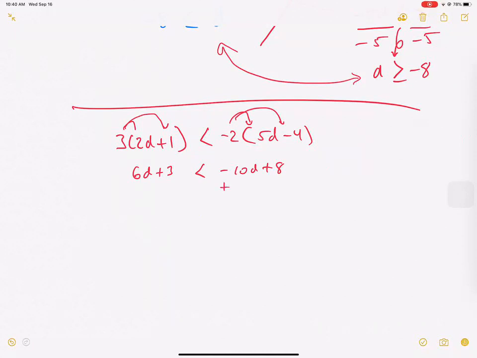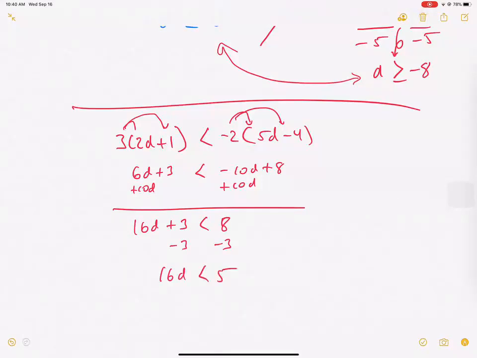6. So if I add 10, if you decide to minus 6, that's okay. That's 100% okay. This is an 8. Then I minus 3 from both sides. 16d is less than 5. Then we just have to divide. We're done. Divide by 16. D is less than 5 over 16.